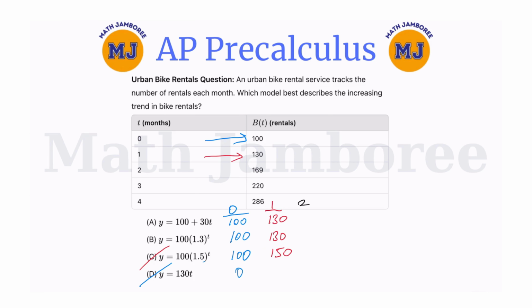Now, in the second step, when you substitute 2 for t, you're supposed to get 169. So 30 times 2 is 60, plus 100 is 160, not 169. Therefore, we will eliminate this choice as well. 1.3 to the power of 2 is 1.69, times 100 is 169, which is exactly what we're looking for. Therefore, the answer should be choice B for this specific question.